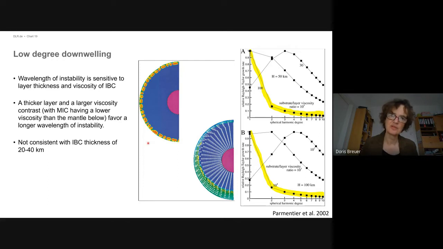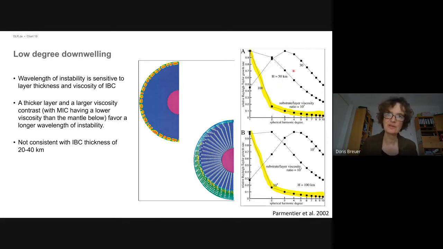And what you can see here is kind of a Rayleigh-Taylor instability study, where the yellow line illustrates the peak, which is the degree that initiates fastest. So where you have the peak, the yellow is degree 1, and for that you need a thick layer for the same viscosity ratio. So 10 to 4 means the viscosity of the IBC layer is a factor of 10 to 4 smaller than the viscosity of the mantle.